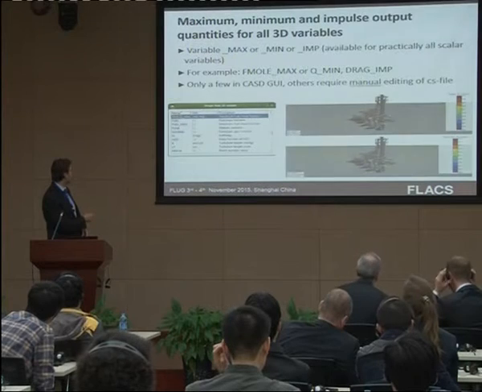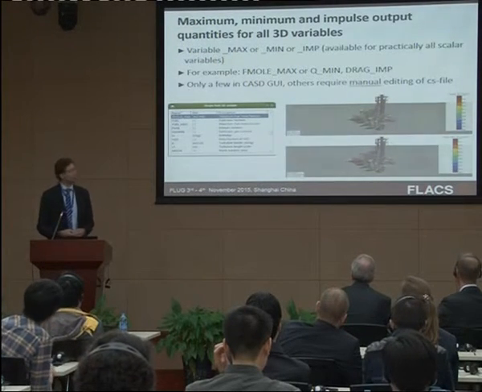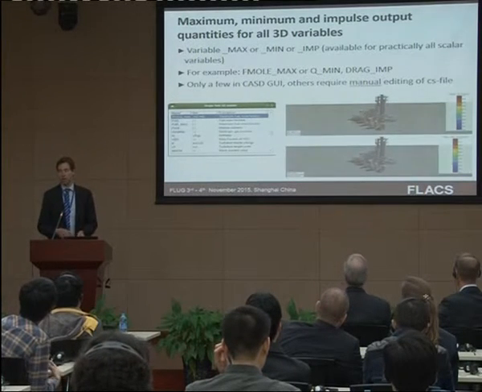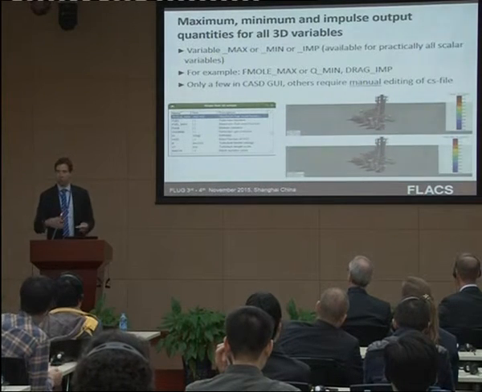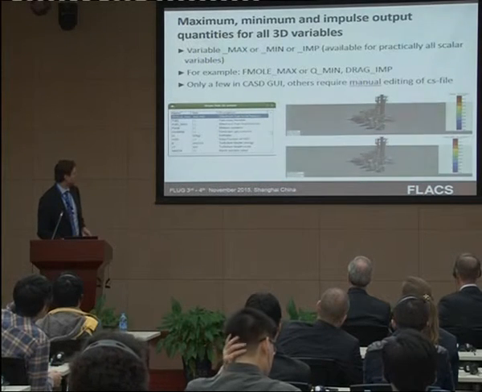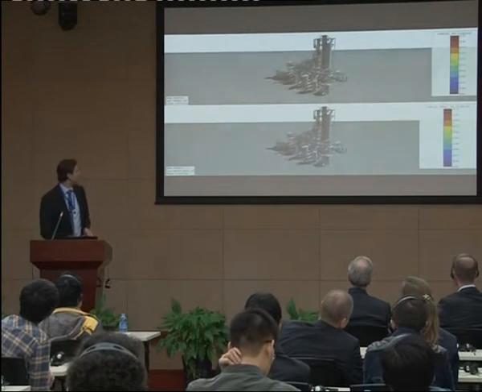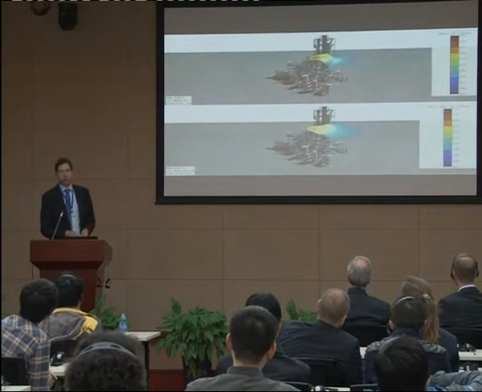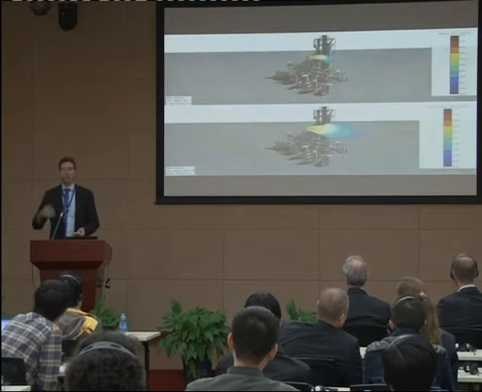Some of these are included in the menu, so here you can see Fmol max. We've only included the most common ones. For the ones that aren't included, you need to manually edit the CS file to add those. Most of those won't be used that much, so I haven't included them, to not clutter the interface. Let me show the difference. Here we have normal concentration, and here we have Fmol max. You can see that all the meandering is removed because it just shows the maximum values.